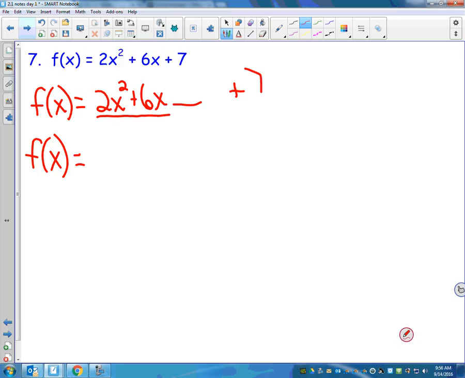So I'm going to factor the 2 out. And if I factor the 2 out, again, I haven't changed anything. I just rearranged some stuff. I'm not going to factor the 2 from the 7 because the 7 is excluded from our club.